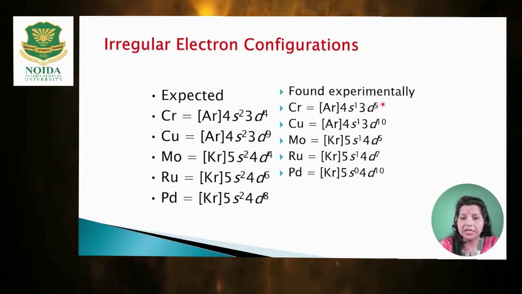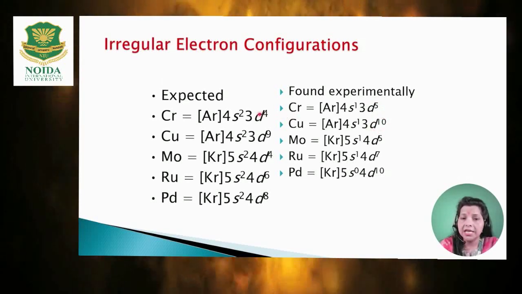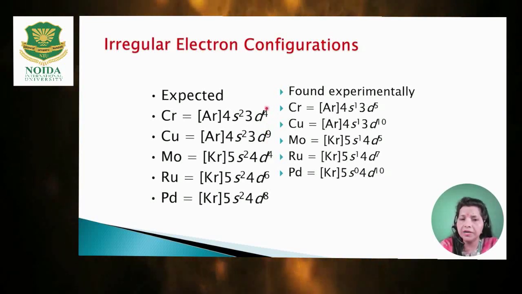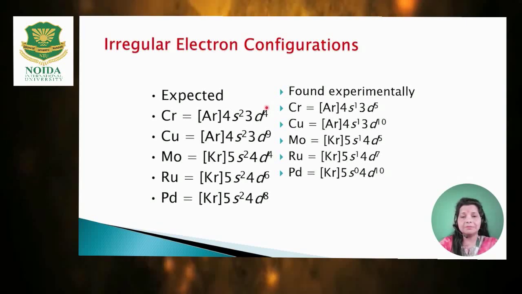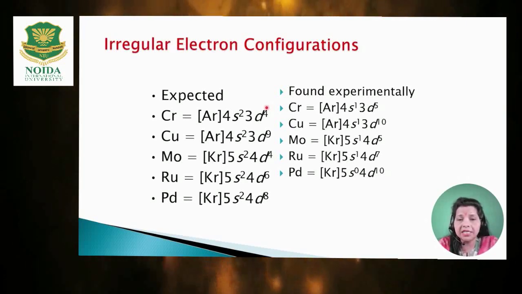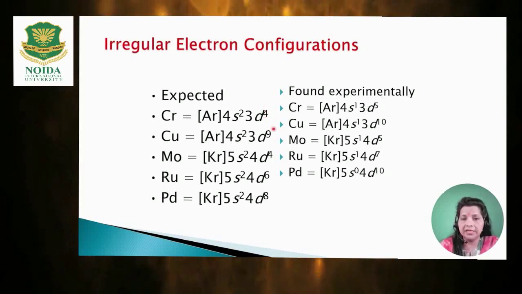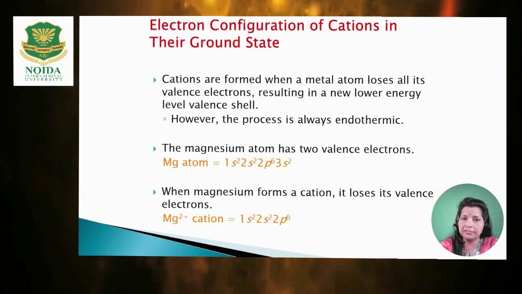The maximum number of electrons which can come in the d orbital is 10, right? This is the fully filled d orbital, and this is the half filled d orbital. So in both cases we are near to a fully filled or half filled d orbital. Experimentally we have found that the stability of a half filled or fully filled d orbital is much more than a partially filled one. So these electronic configurations with fully filled and half filled d orbitals are much more stable. They are known as irregular electronic configurations, but although irregular, they are actually more stable, right?